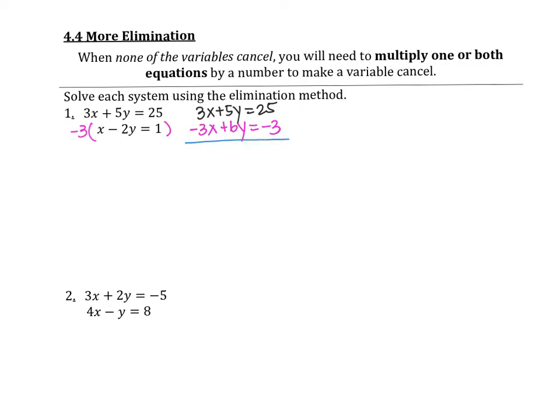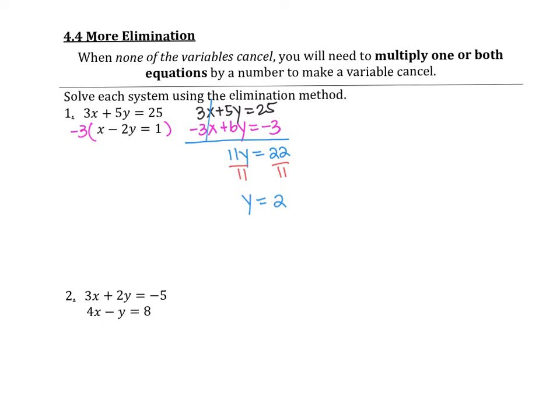Okay, if I look at this, 3x minus 3x, that cancels. 5y plus 6y is 11y. 25 minus 3 is 22. And now I can continue solving using the elimination like we did on the previous day. So I do get y is 2.